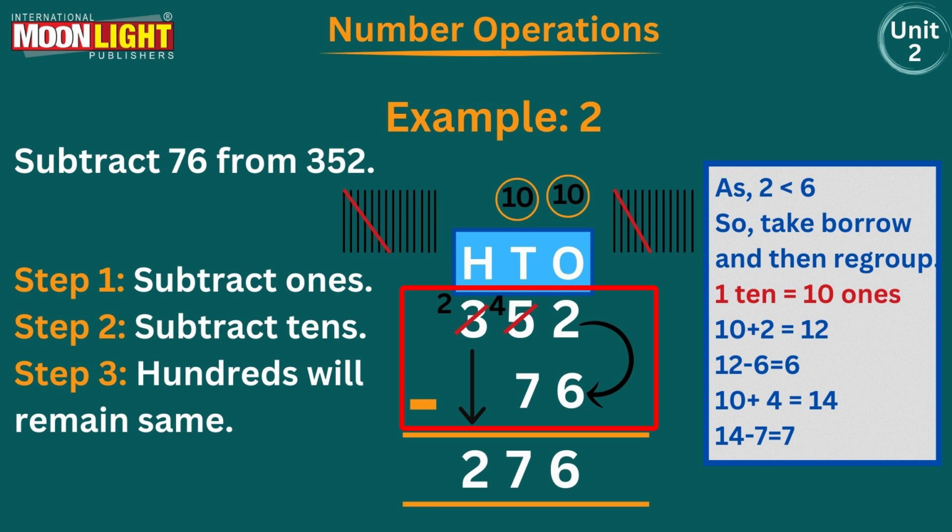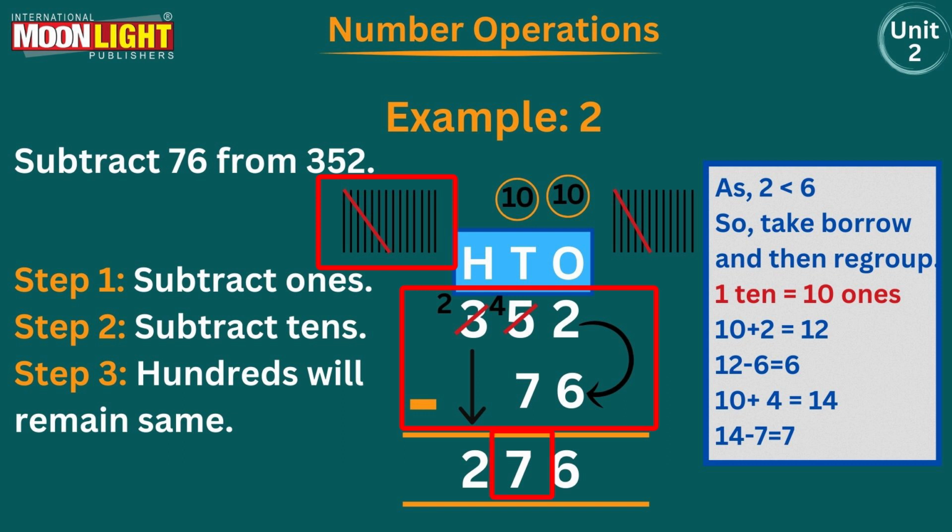So 10 plus 4, because I am going to regroup as well, 10 plus 4 is 14. 14 minus 7: I am going to draw 14 lines and cut 7 lines. The remaining lines I am going to count by myself. 1, 2, 3, 4, 5, 6, 7. So I am going to write down the number 7 at tens place.